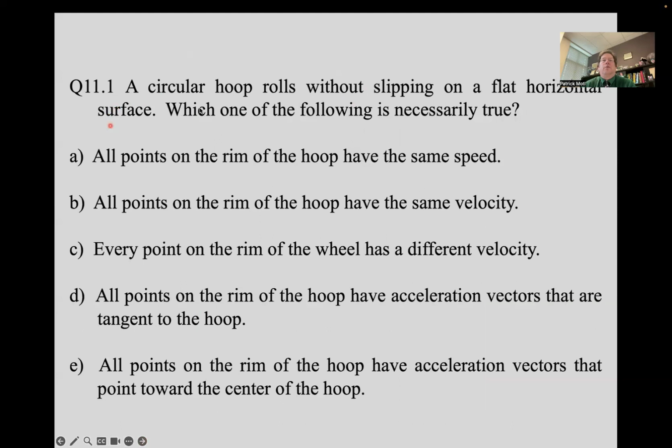All right, a circular hoop, like a bicycle tire basically, rolls without slipping on a flat horizontal surface. Which one of the following is necessarily true? All points on the rim of the hoop have the same speed. All points on the rim of the hoop have the same velocity. Every point on the rim of the wheel has a different velocity. All points on the rim of the hoop have acceleration vectors that are tangent to the hoop. All points on the rim of the hoop have acceleration vectors that point toward the center.